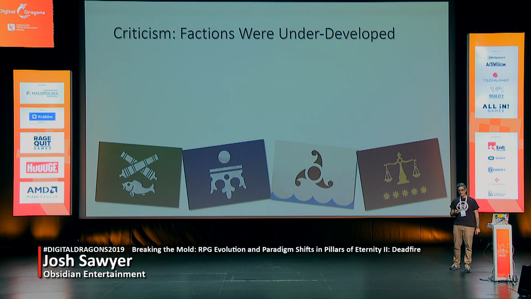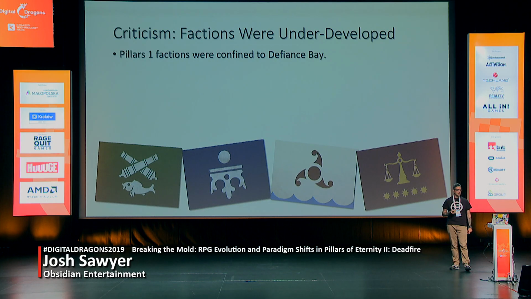The factions were underdeveloped in Pillars 1. For those of you who played Pillars 1, you meet the factions starting at Act 2 in Defiance Bay, and when you leave Defiance Bay, you will never see those factions again. And if you've played something like Fallout New Vegas, the factions are present almost from the beginning of the game all the way to the end. So that was a misstep.